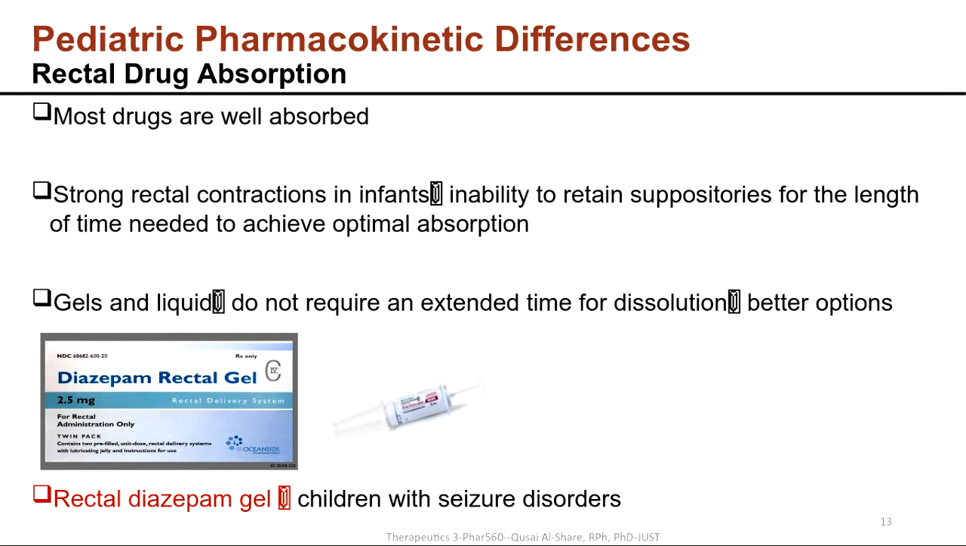An example of this is the diazepam rectal gel. It's used in children with seizure disorder. As you see in the picture, this is a diazepam rectal gel. It can be filled through a syringe without a needle, and they can push it into the rectum and give it to the children, especially if they have certain types of seizures, of course.